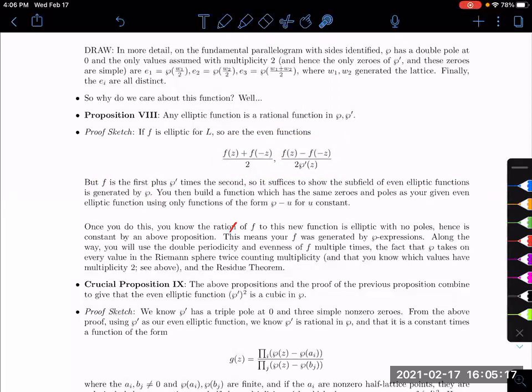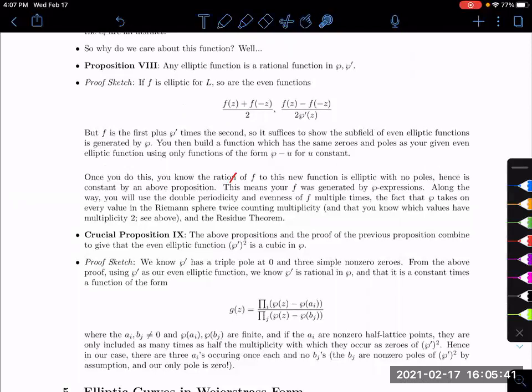So to show that the subfield of even elliptic functions is generated by phi, the strategy, I'm not going to go through it, but the strategy is to build a function that has the exact same zeros and poles as your given even elliptic function, using only functions that look like phi minus u, where u is some complex constant. And why is that enough? Well, suppose you've done this. Then if you take the ratio of your even elliptic function f with this new elliptic function g, because the elliptic functions are a field, you get a new elliptic function. And because f and g had the same zeros and poles, this ratio won't have any poles.